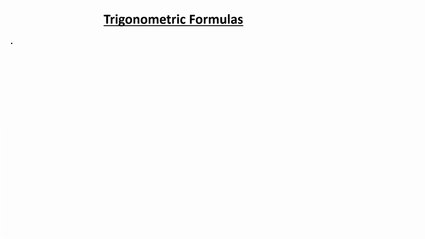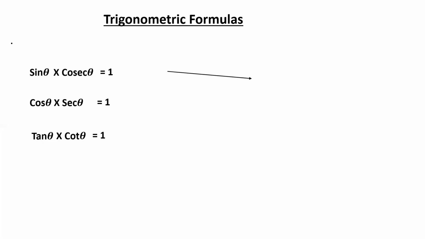Here, sine theta times cosec theta is equal to 1. We already discussed this. And here, cos theta times sec theta is equal to 1, and tan theta times cot theta is also equal to 1. From the first one, we can get sine theta is equal to 1 by cosec theta, and cosec theta is equal to 1 by sine theta.